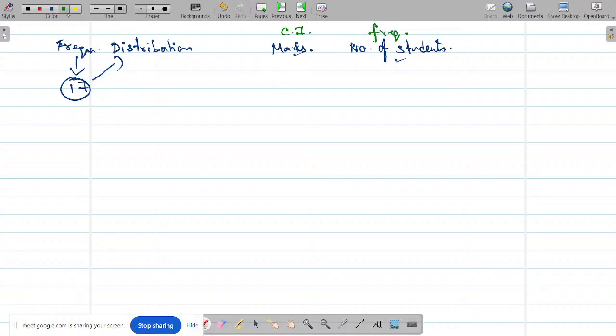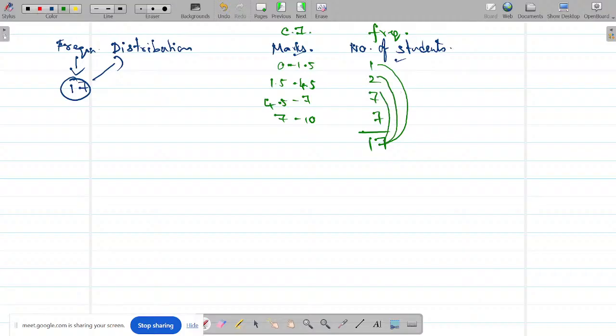Okay. Yes, what is the class interval? Usually we go for boundaries only. Yeah, tell me. 0 to 1.5, 1.5 to 4.5, 4.5 to 7, 7 to 10. And number of students? 1, 2, 7, 7. Yeah, totally 17. See, this 17 is 1 plus 2 plus 7 plus 7. That's why it's called frequency distribution.